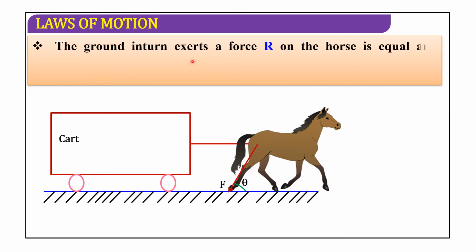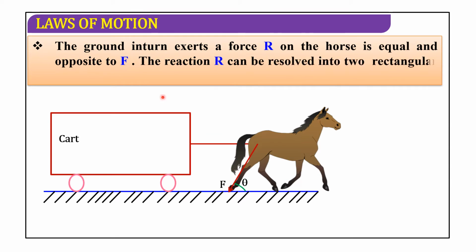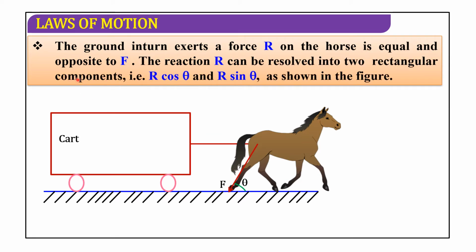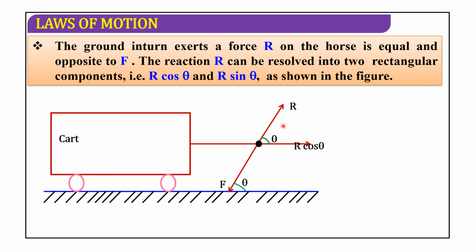The ground in turn exerts a force R on the horse, equal and opposite to F. So the reaction R can be resolved into two rectangular components, that is R cos theta and R sin theta. See here, the force R is equal and opposite to F. This reaction R can be resolved into two rectangular components: one is R cos theta, the other is R sin theta, horizontal and vertical components.